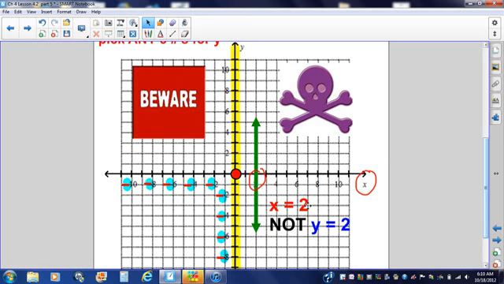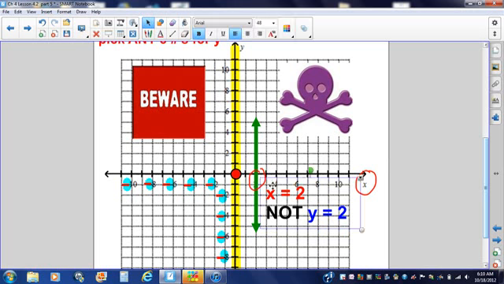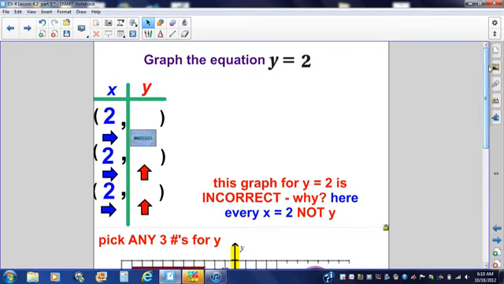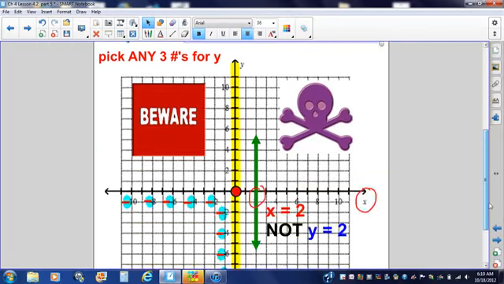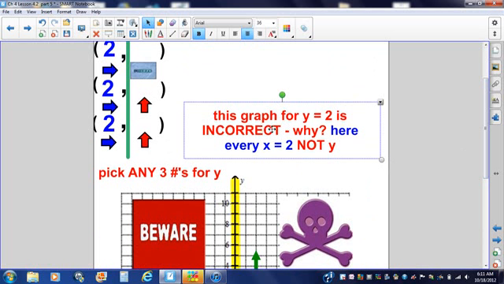And make yourself a note. This line is where x equals 2, not y equals 2. Make yourself a note. This is x equals 2, not y equals 2. Now, follow my logic. The graph that I showed you before, down below, that is the incorrect graph for y equals 2.